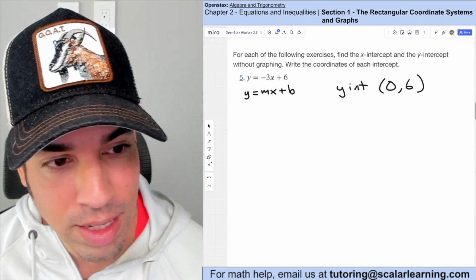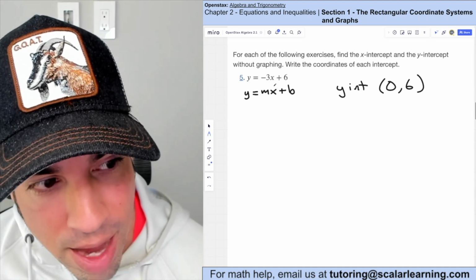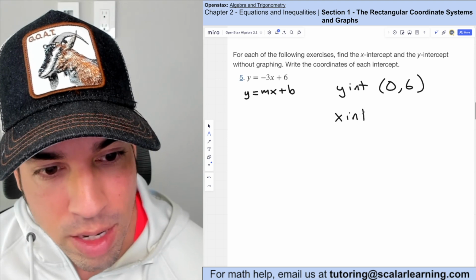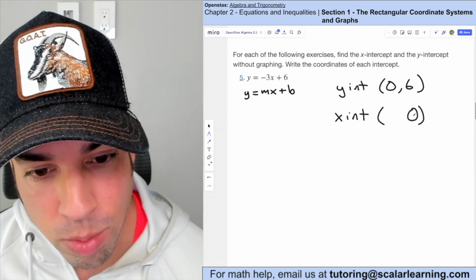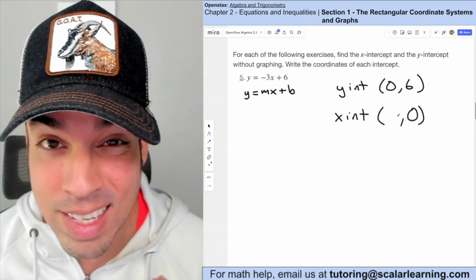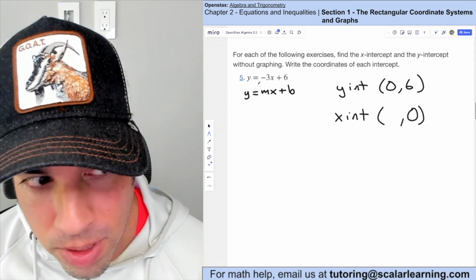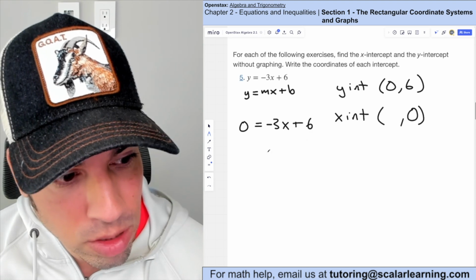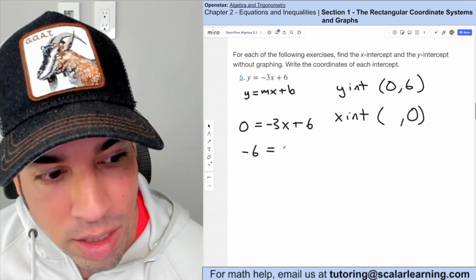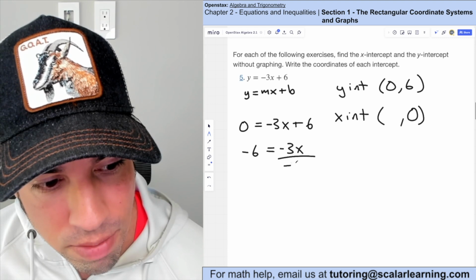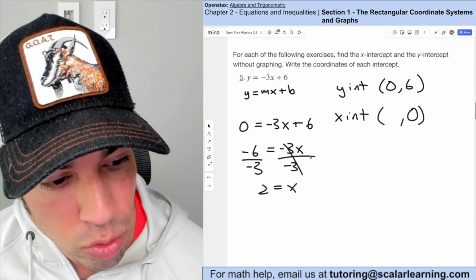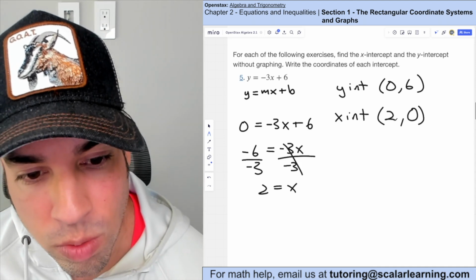Now, to find the x-intercept, we would actually now have 0 for the y value. That's how we know it will be on the x-axis at that point. So how do I solve for that? I plug in 0 for y and I solve for x. So then I'm going to subtract 6 from both sides, and I get negative 6 equals negative 3x. Divide by negative 3. Boom, boom. And x would equal 2. So it would have an x-intercept of (2, 0).